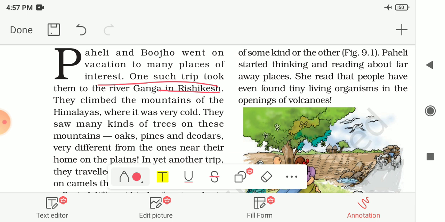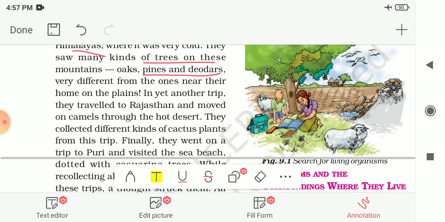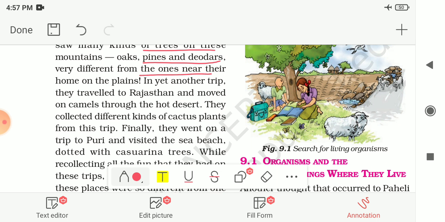Then they went on another trip and climbed the mountains of the Himalayas, where it was very cold. There they saw many kinds of trees on these mountains, like oaks, pines and deodars, and they are very different from the ones near their homes on the plains, or from the trees which grow near the place where they are living.